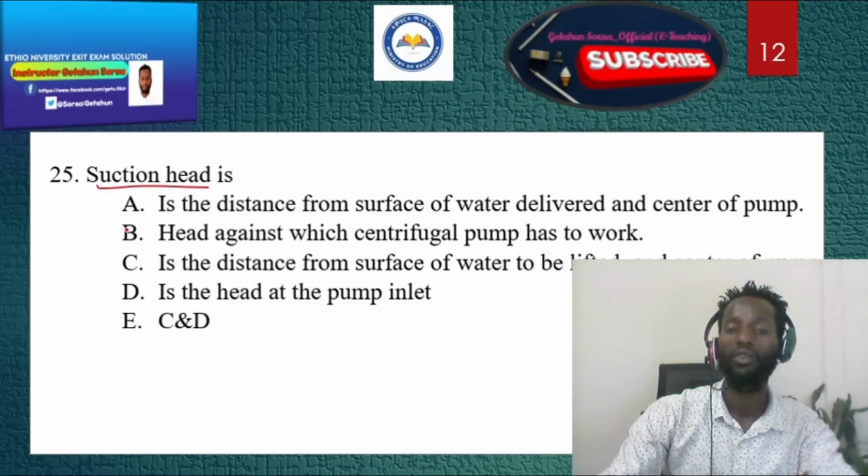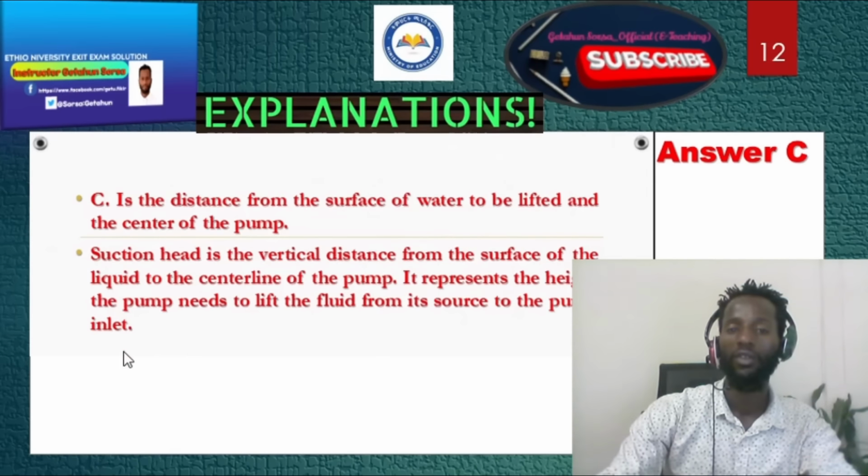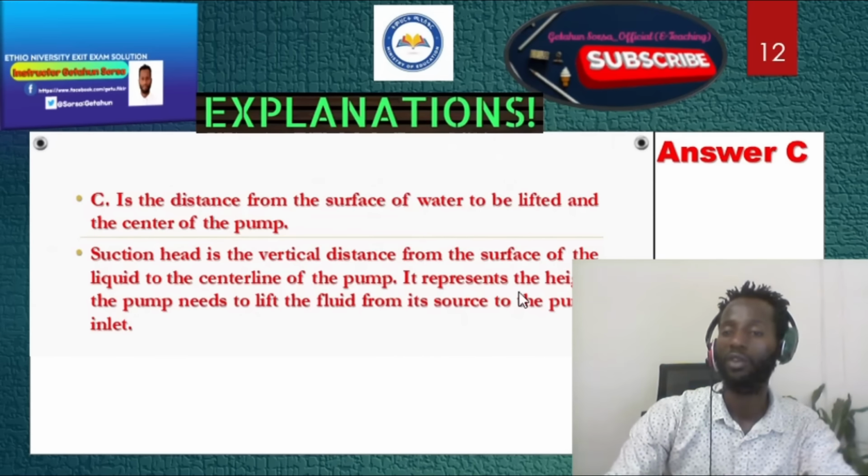So which of these best describes suction head? The correct answer is C. It is the distance from the surface of water to be lifted to the center of the pump. It is the vertical distance from the surface of the liquid to the center of the pump, and it represents the height the pump needs to lift the fluid from its source to the pump inlet.